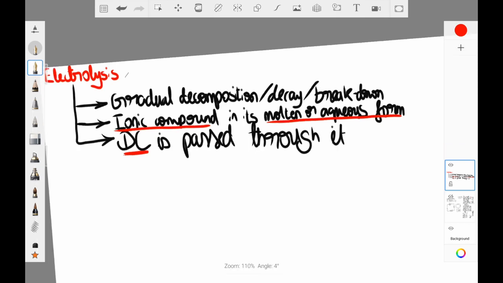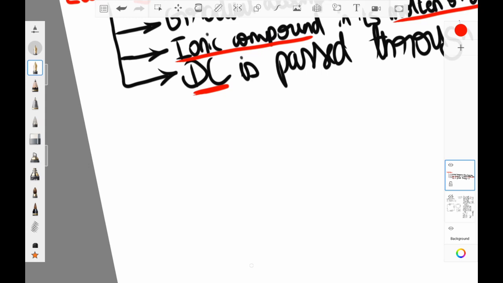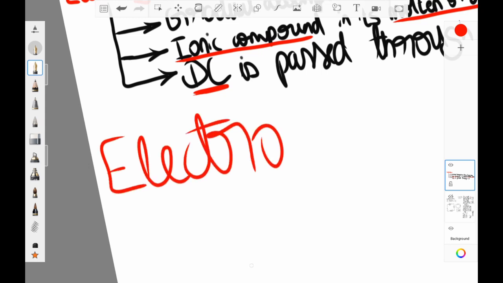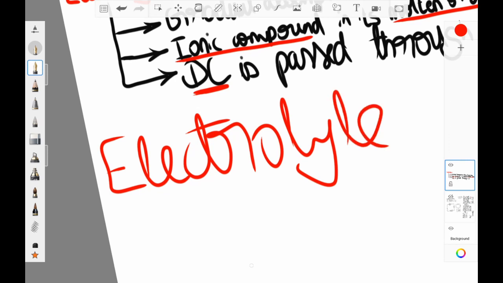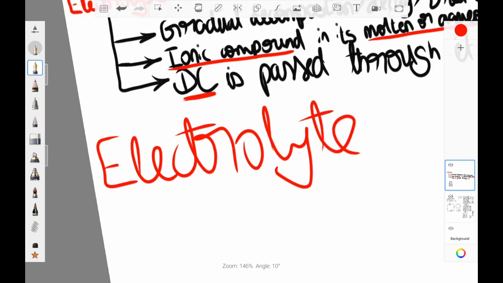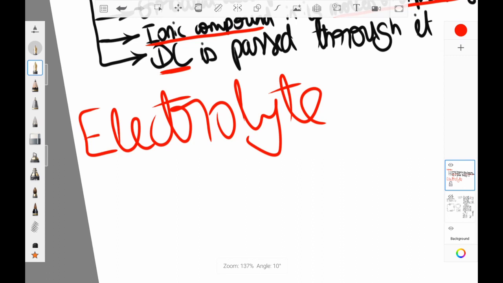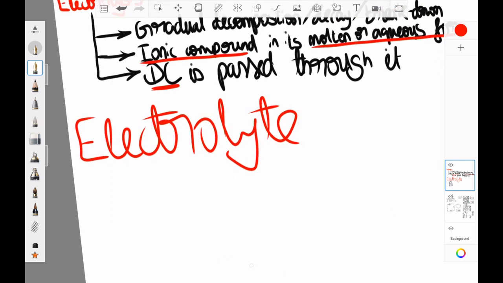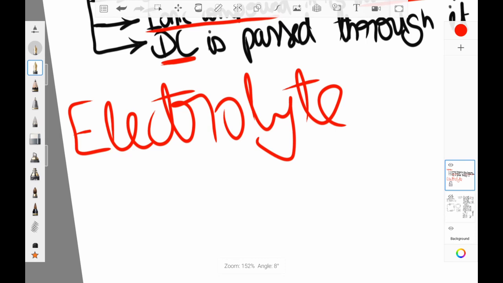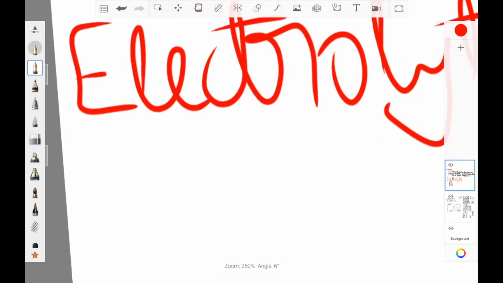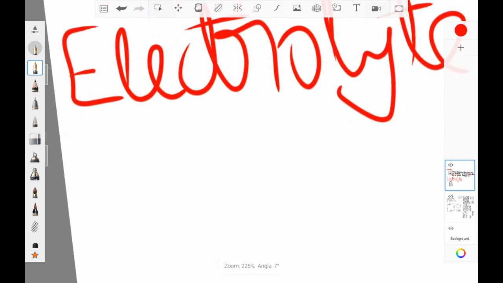We'll also be looking at the definition of an electrolyte. Now I know this seems kind of weird, but it will make sense in a minute. So an electrolyte is just an ionic substance in its aqueous or molten form that can conduct electricity. So all aqueous solutions of acids, bases, and salts are electrolytes.